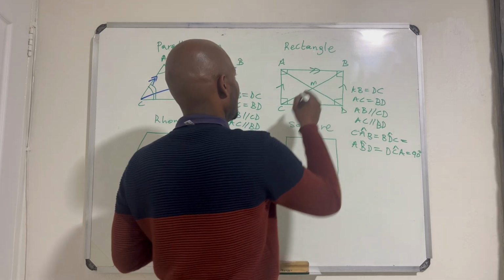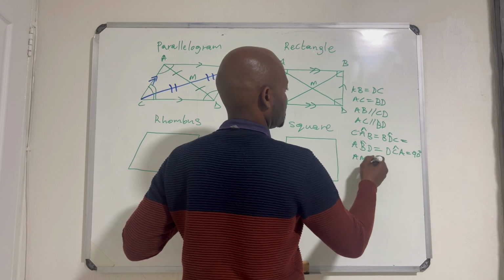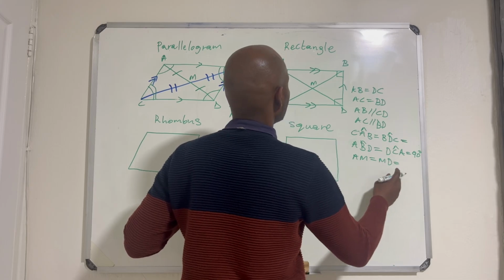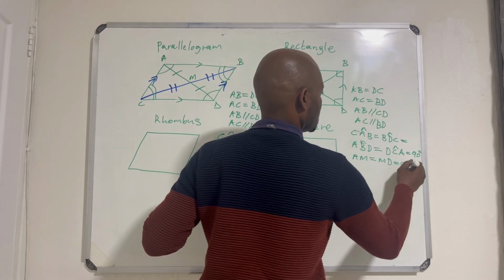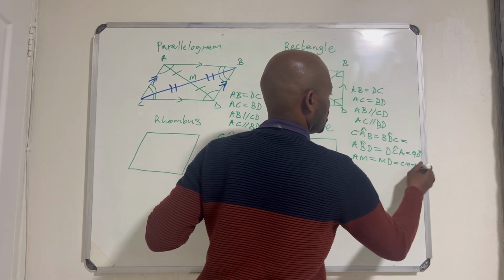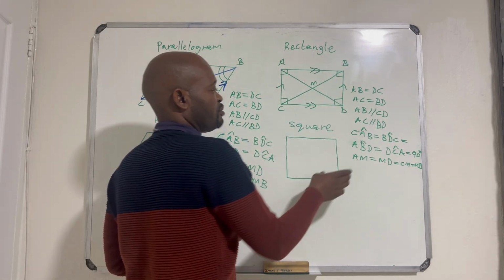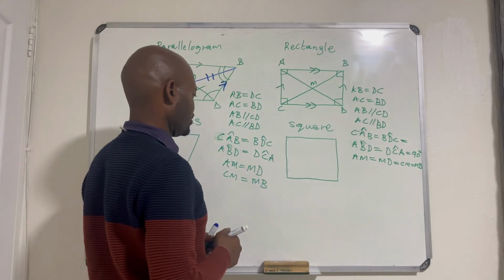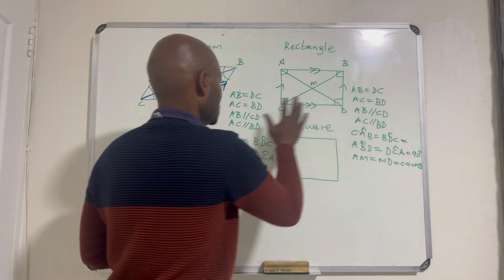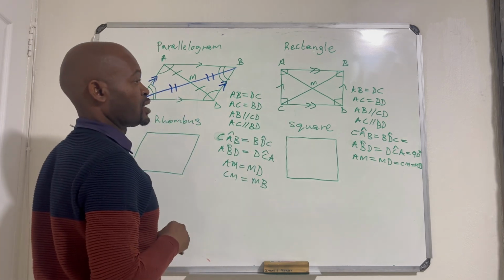If I've got an M there, AM is equal to MD, which is equal to CM, which is equal to MB in this case. Diagonals bisect each other, but equally in this case. Now, these are the properties of a parallelogram and a rectangle.